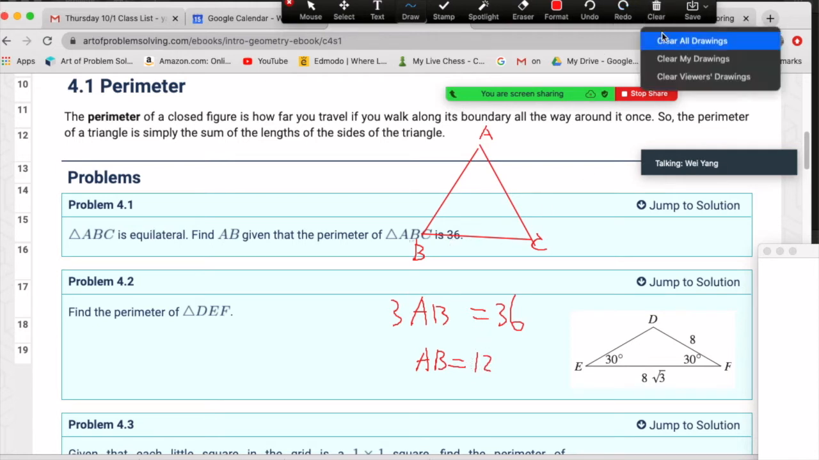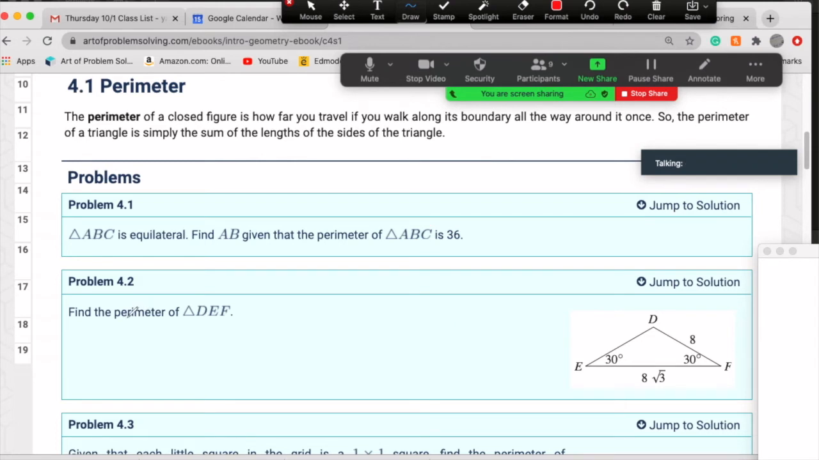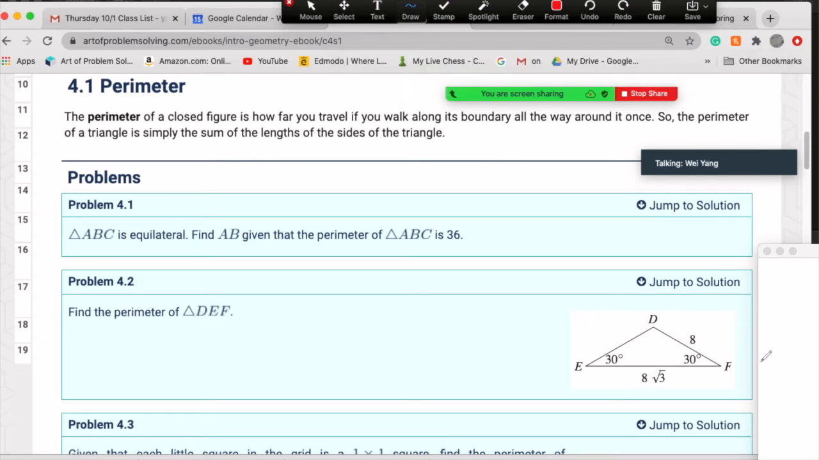Now let's see the next one. Find the perimeter of triangle DEF. This is a plot here. They give you the base, that's 8 root 3. They give you this side equals 8. But they also give you these two angles equal 30 degrees. So that means this is an isosceles triangle, so this side also equals 8.